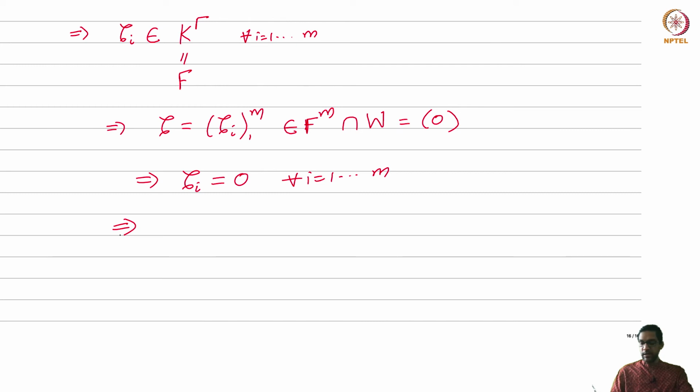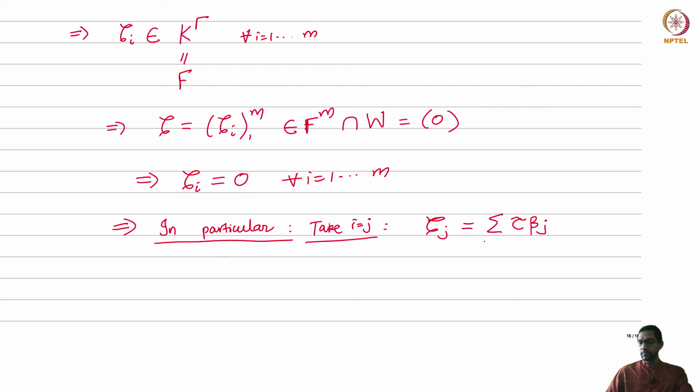Okay, so what does this mean? This says in particular, let's just apply it to the jth component. Remember, we know that at least one component beta j was not 0. So take i to be the jth component, where beta j was the given lambda that we fixed. So then what is zeta j by definition? It is the summation of tau beta j, tau ranging over gamma. This is what we call the summation of tau lambda, right? Lambda was the value of beta j. And this is 0.